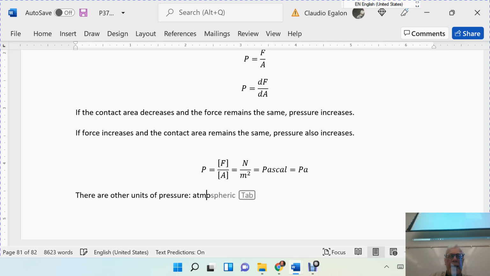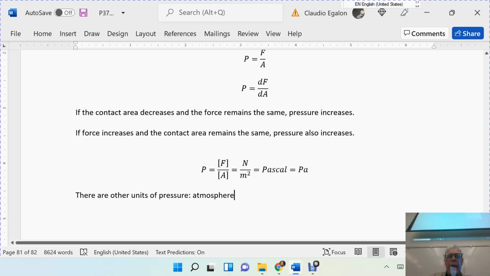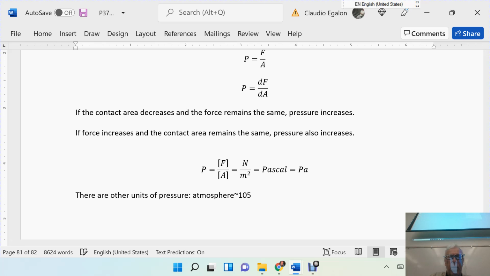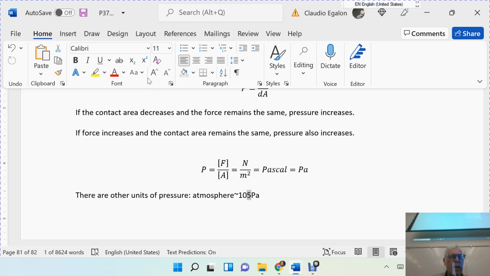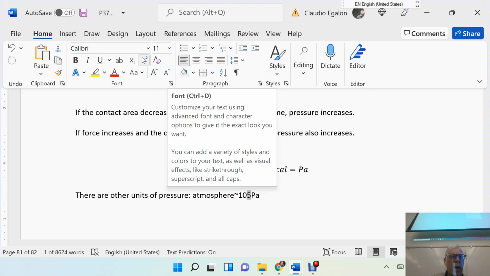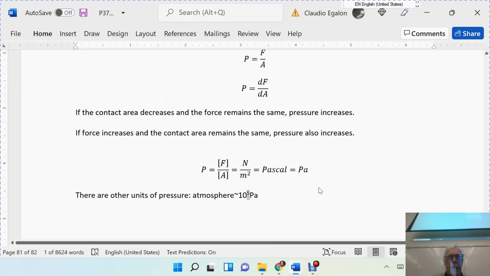Another unit would be the atmosphere. Okay? One atmosphere is approximately 10 to the fifth Pascal. Yes, 10 to the fifth. It's not difficult to memorize that. It's 100,000 Pascal. It's not exact, but it's a good ballpark to keep in mind. 100,000 Pascal.